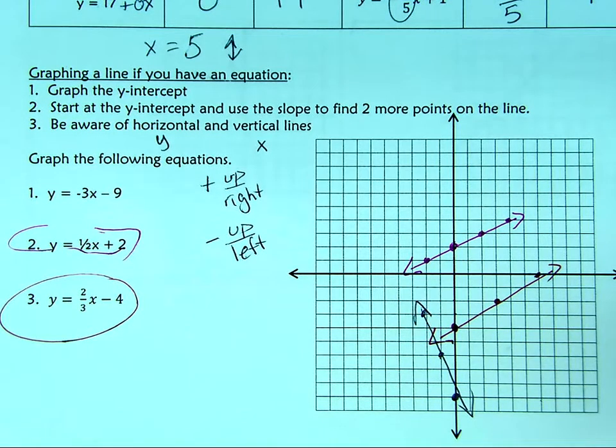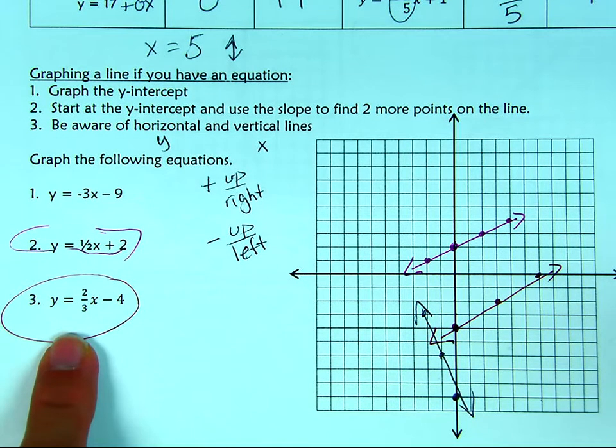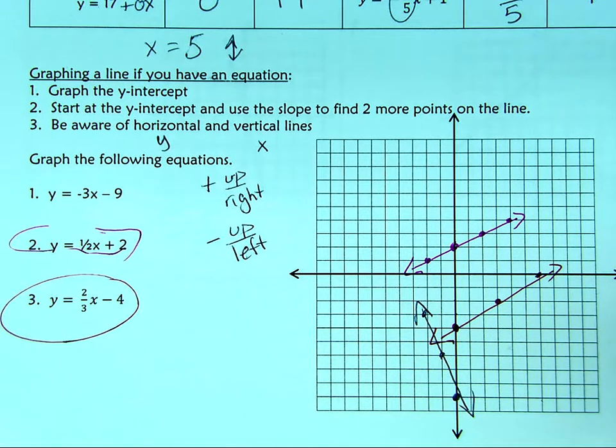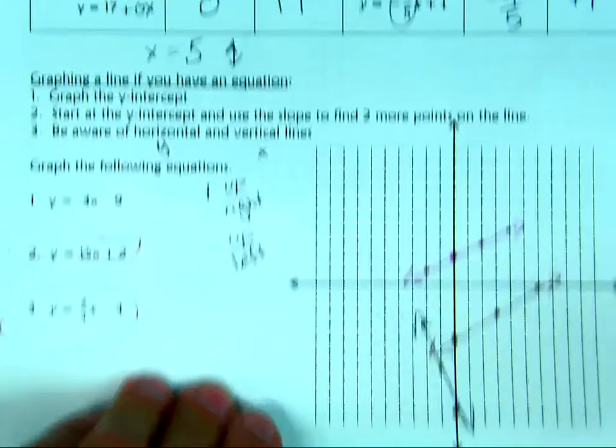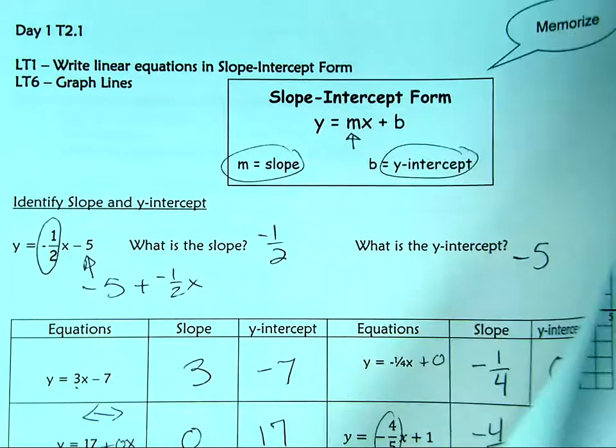So remember those steps. First, graph your y-intercept. Start at the y-intercept to find 2 more points using the slope, and then connect your dots. If they don't give it to you in slope-intercept form, then all you have to do is get y alone to get it in slope-intercept form. All right, so that's the graphing part.